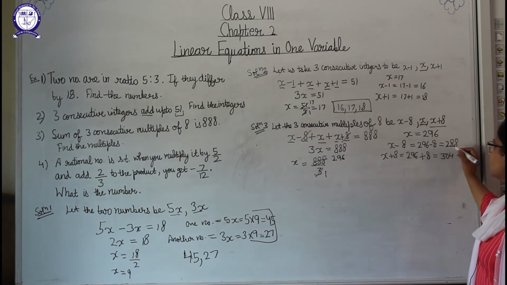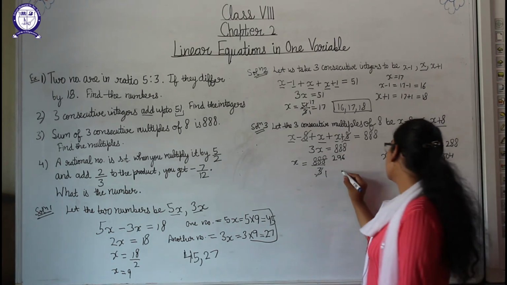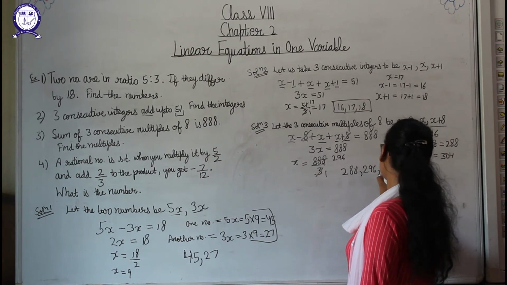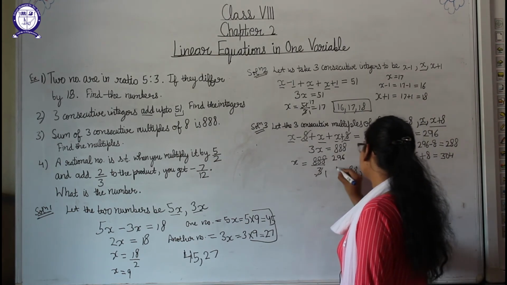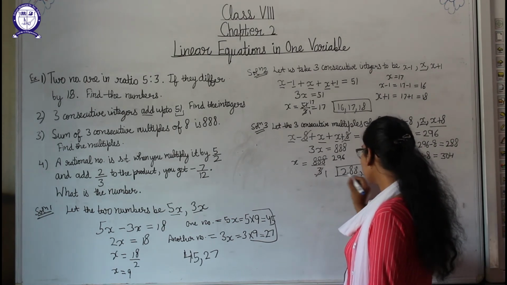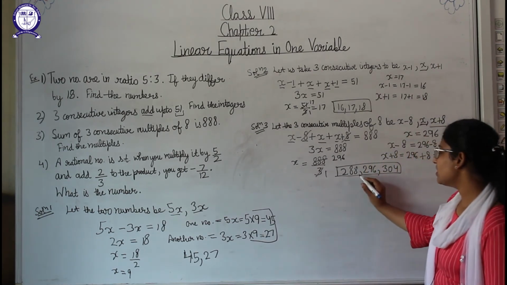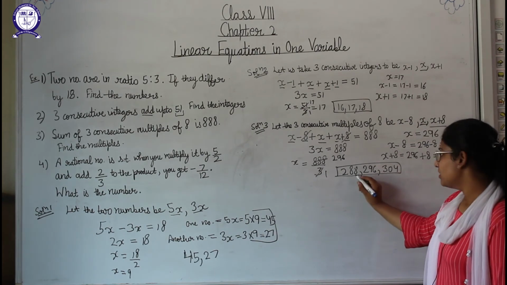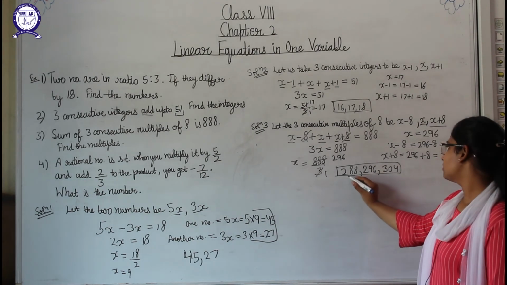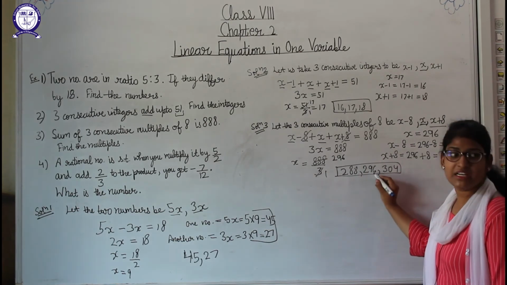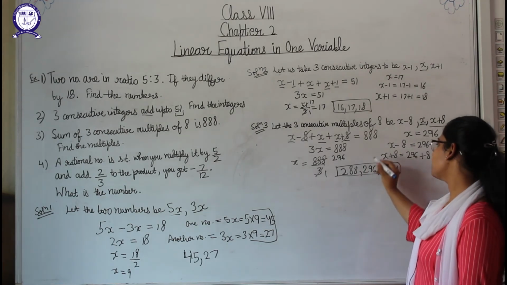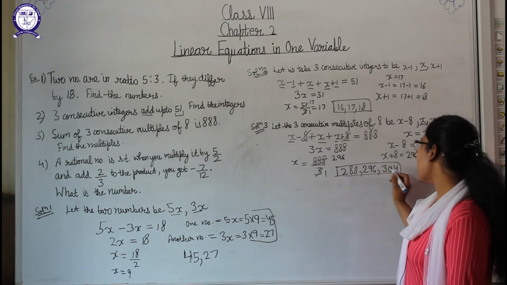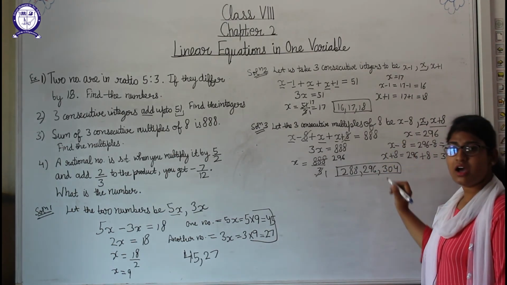Okay, so these are the three consecutive integers: 288, 296 and 304. Students, you will see that these three are consecutive. How are they consecutive? Because these are the multiples of 8. If you check, 288 plus 8 gives us 296. 296 plus 8 gives us 304. Okay, and when we add them, we will get 888 as our answer.